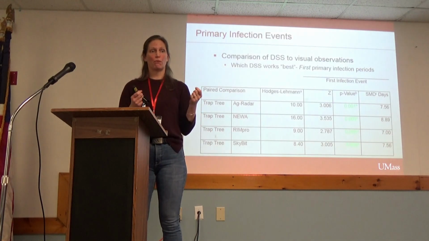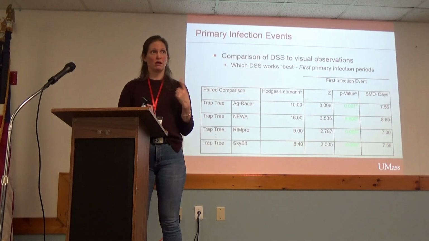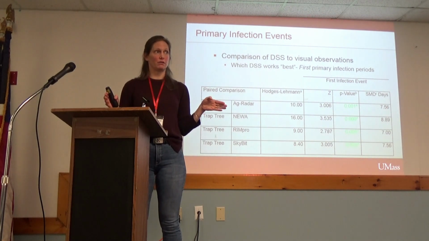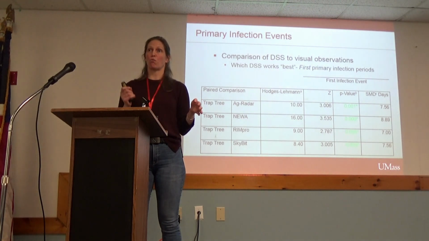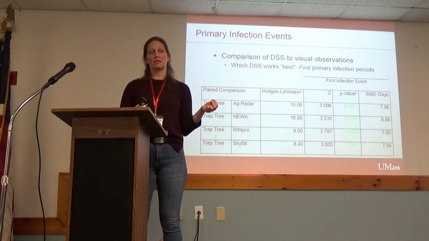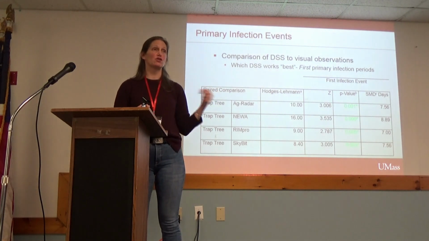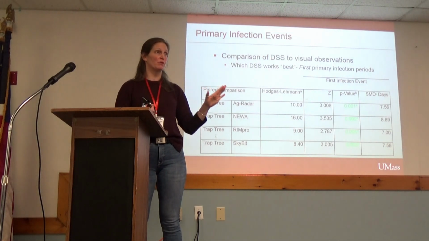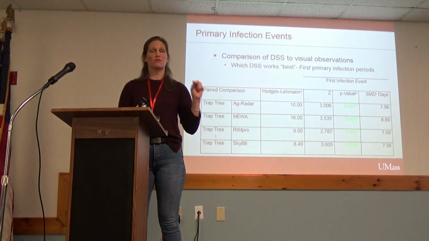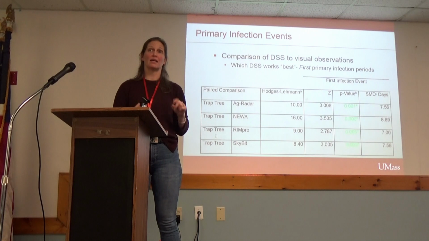So, when we compared our decision support systems to our trap trees for the first event that occurred, they were all significantly different. The trap trees did not show infection until after each decision support system estimated that there was. So what this is saying is that these decision support systems are saying that there's infections occurring when we don't actually have enough spore available. Now remember, these trees were actually further along, so they should have been more susceptible than the orchard trees. So these trap trees are showing that these early infections that are being estimated by the decision support systems are not necessarily actually infection events.